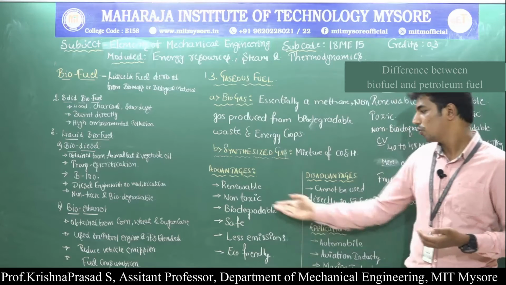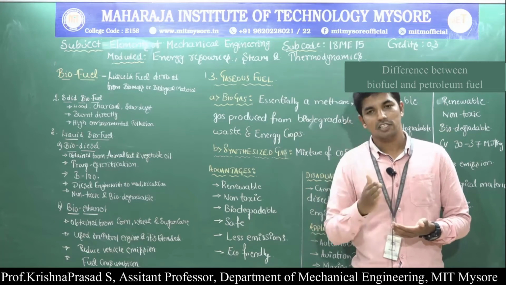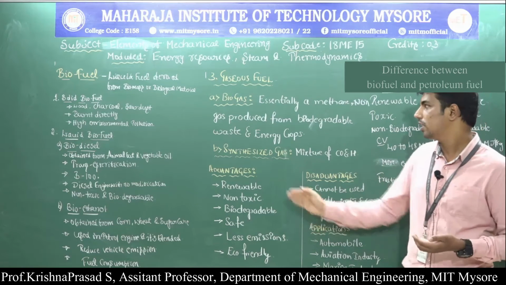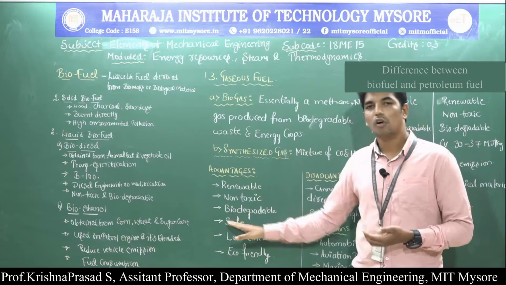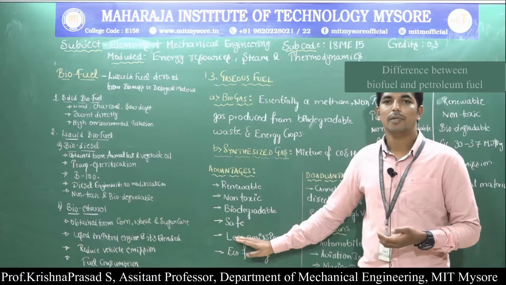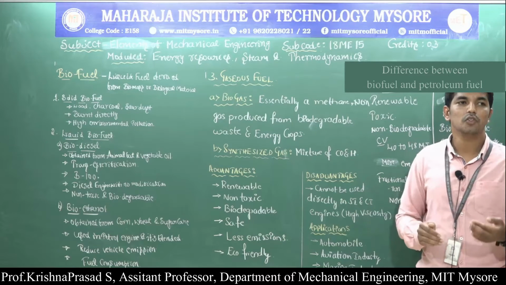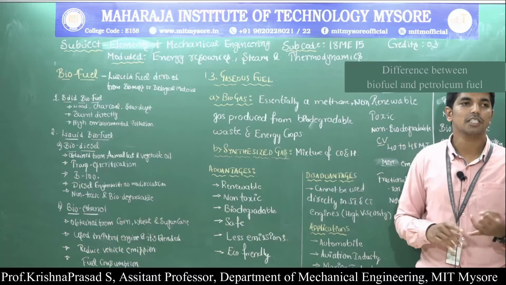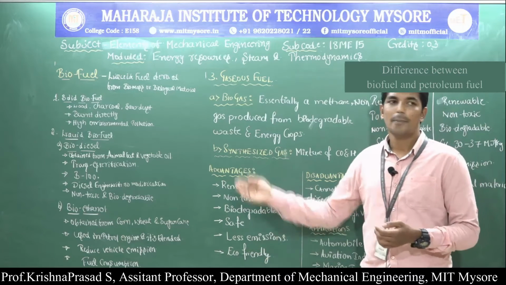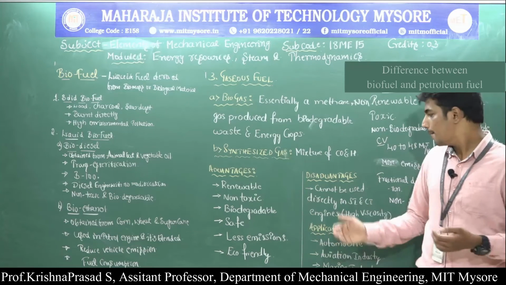So next one is called non-toxic. That means whatever vehicle emissions are produced by diesel engines and petrol engines, like carbon monoxide, are always present in a very small percentage in the case of biofuels. Then it is biodegradable. Next, it is safer in the working environment compared to petroleum fuel. The next is called less emissions. Emissions produced by petrol and diesel engines, like carbon monoxide, carbon dioxide, sulfur dioxide and nitrogen dioxide, are present in very small amounts compared to petroleum fuel. The next one is eco-friendly compared to petroleum fuel.